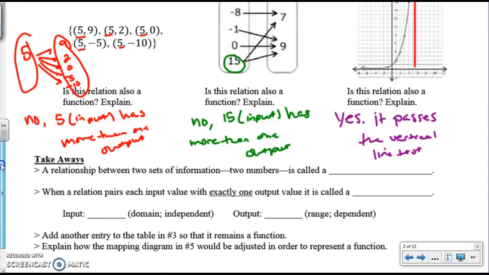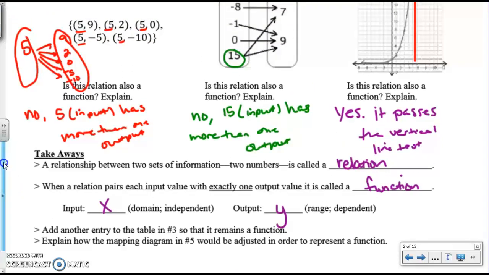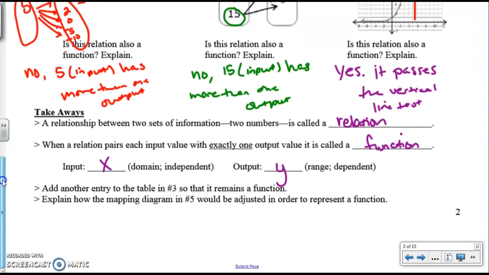Okay, so our takeaways here. A relationship between two sets of information, two numbers, is called a relation. Okay, when a relation pairs each input value with exactly one output value, it's called a function. Okay, so we always have relations. Sometimes they're functions. So input is your x value, domain or independent. Output is your y value. And I'll let you do those last two just to start thinking a little bit about this more.